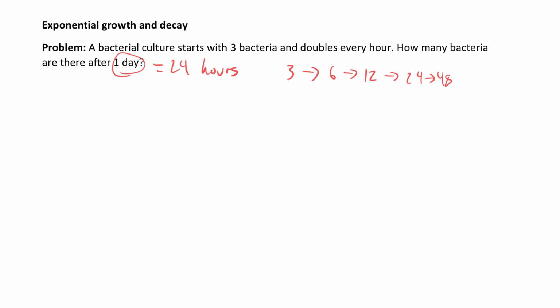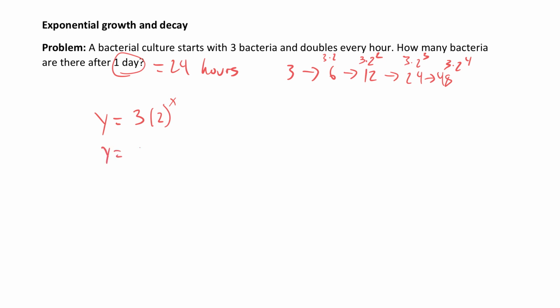Now, we could just write this out, doing every hour another doubling, but we could also use exponentials, because what we have is a beginning with 3 bacteria, and then we multiply by 2, because 6 is 3 times 2, or we multiply by 3 times 2 times 2, or 3 times 2 squared. 24 is 3 times 2 cubed, and 48 is 3 times 2 to the 4. So what we're doing is we have 3 times 2 to the power of x, where x is the number of hours since we started monitoring our bacteria culture.